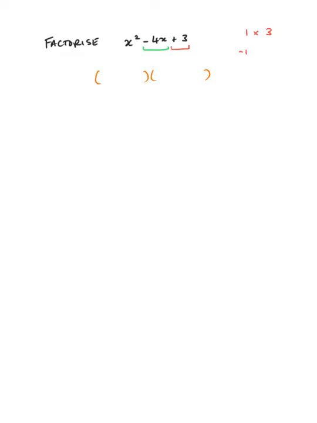So I'm going to think about things that multiply to give me plus 3. So 1 and 3 and minus 1 and minus 3. And of those, think about which ones add to give me minus 4. That's minus 1 minus 3, because minus 1 minus 3 is minus 4. So this is going to be x minus 1, x minus 3. All we're doing is every time finding things that multiply to give the end and add to give the middle.